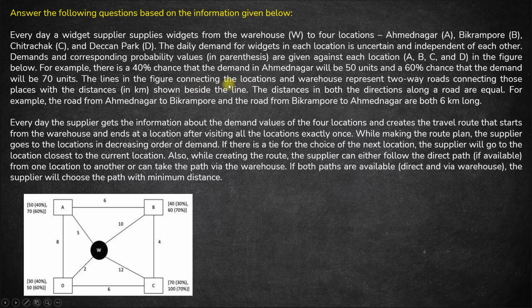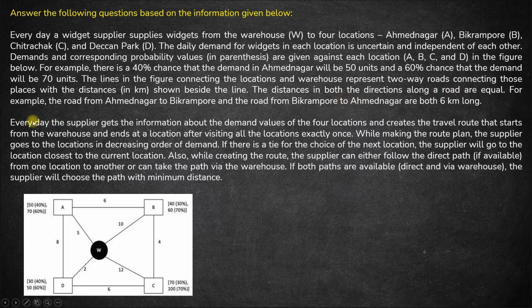The lines in the figure connecting the locations and the warehouse represent two-way roads. All these lines given are two-way roads, connecting those places with the distances. For example, A and B are connected by a direct road of 6 kilometers. B and the warehouse are connected by a direct road of 10 kilometers and so on. The distance in both the directions along a road are equal.